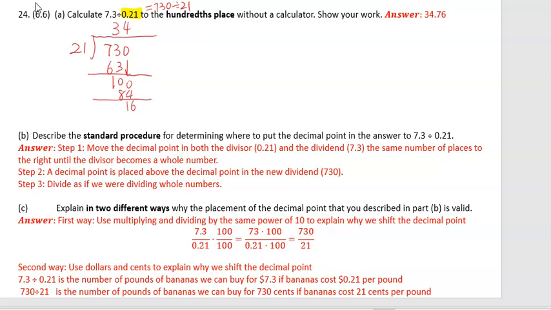Now, because we want to get the answer to the hundredths place, we're going to have to add a decimal point. The second step tells us the decimal point is placed above the decimal point in the new dividend. Originally it's 7.3, but after moving the decimal point, we got 730. It looks like we don't have a decimal point, but it's right at the end of the number. So we're going to put the decimal point in the answer, right above the new dividend.